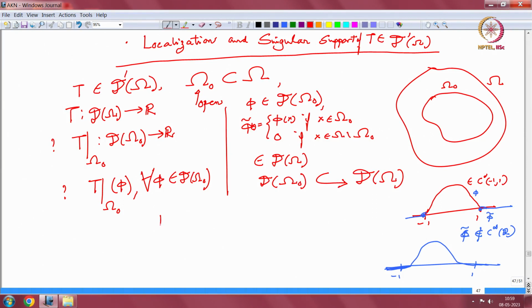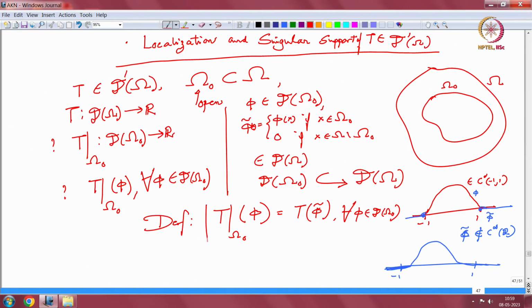So, with this, your definition now: T restricted to your omega naught. Later we will not write restrictions; we just use the word T restricted to phi, which is equal to T of phi tilde, because phi tilde is in D omega. This is true for all phi in D omega naught. So you can restrict T to any given open set. This is the localization kind of thing you do.